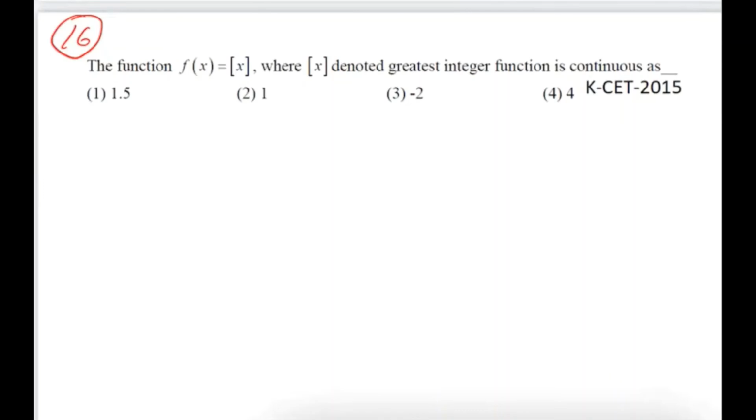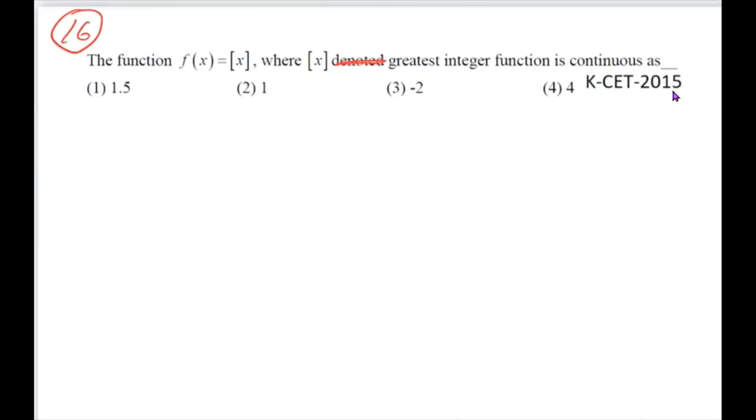16th question. The function f of x is defined as bracket x. Bracket x is the greatest integer function. We need to find at what point the function is continuous. At 1.5 or at 1 or minus 2 or at 4. This question appeared in KCET exam 2015.